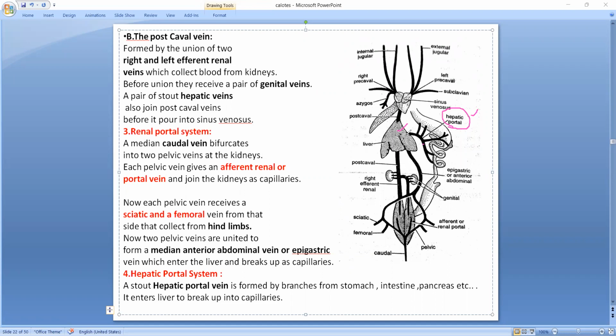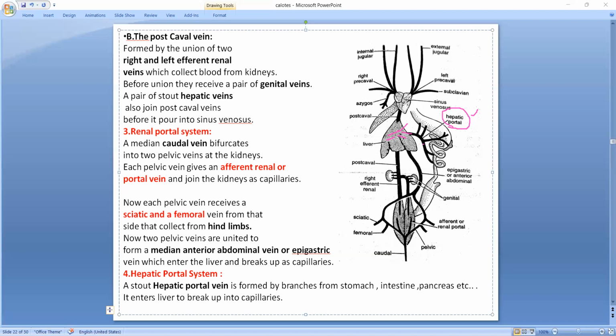Okay, so the liver, which received blood from the epigastric or anterior abdominal vein and the renal portal vein, is drained by a pair of hepatic veins, one from each side. They join into the post caval vein. The post caval vein goes to the sinus venosus, the sinus venosus into the right auricle, and from the right auricle to the right side of the ventricle.